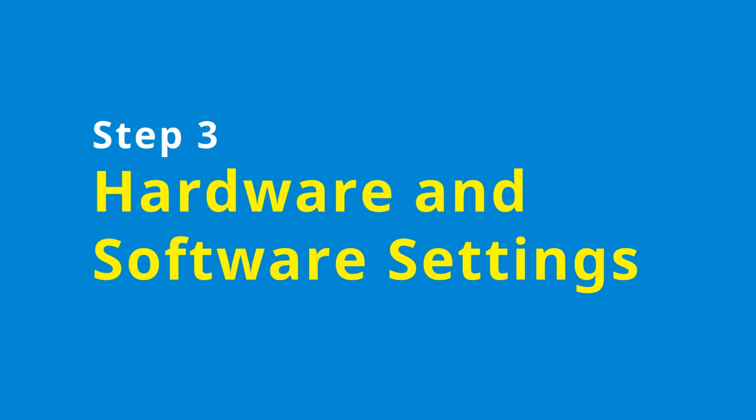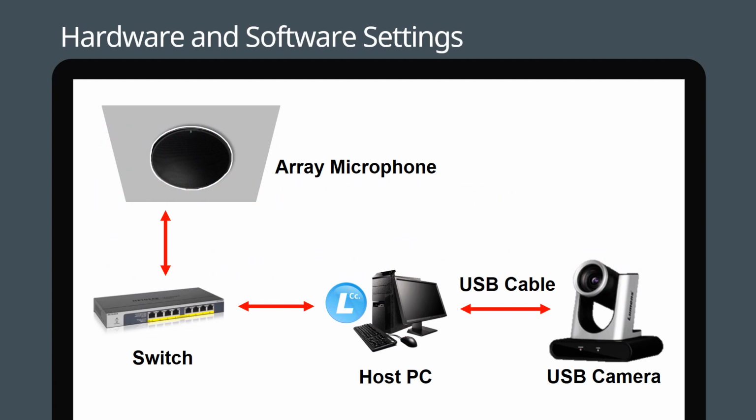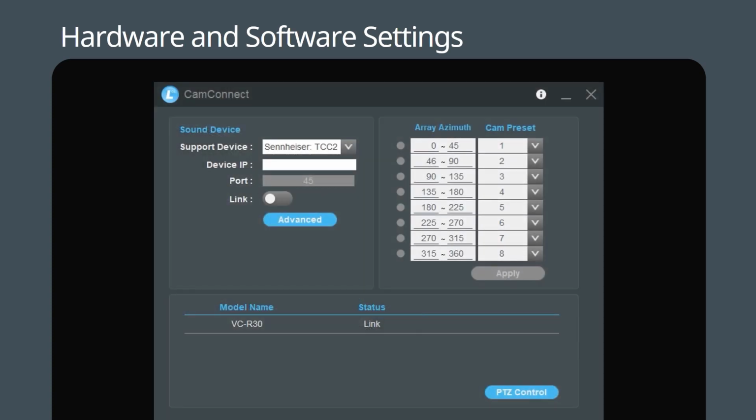Now we're going to do the initial hardware setup. Install your microphone on the ceiling of the room and connect it to a network switch. Launch CamConnect Lite software and select your microphone. Fill in the microphone's IP address. On the right-hand side, synchronize the microphone's pickup zones with the camera's preset positions.